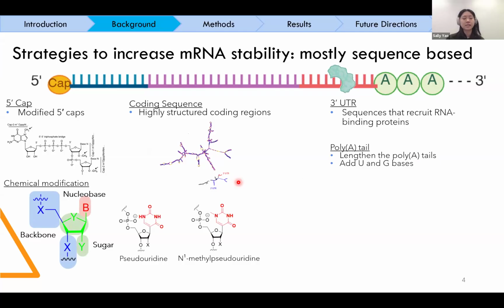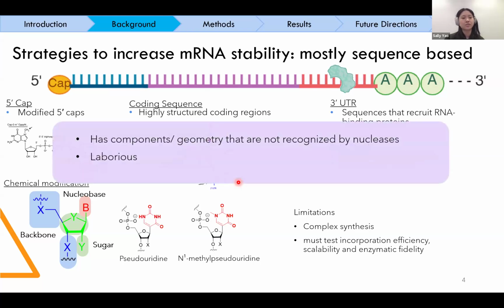For mRNA, which is synthesized enzymatically, mostly we have modifications on the nucleobases. However, the limitation of this method is that, first, it requires a complex synthesis of the nucleotide triphosphate. And also, because mRNA is synthesized enzymatically, for every modification you want to incorporate, we have to test the incorporation efficiency, the scalability, and the enzyme fidelity.